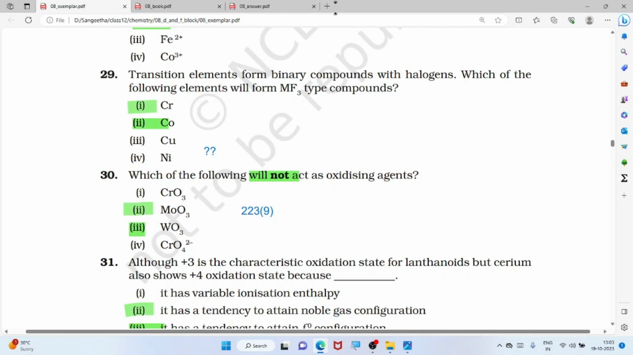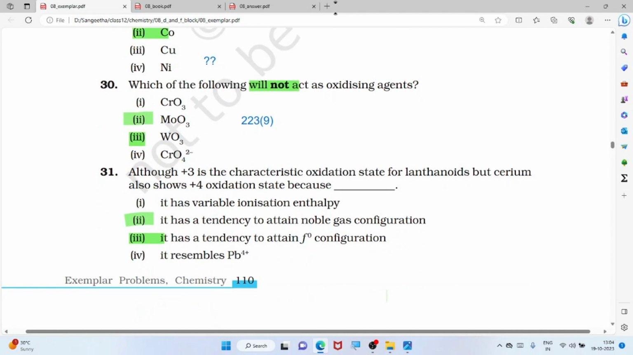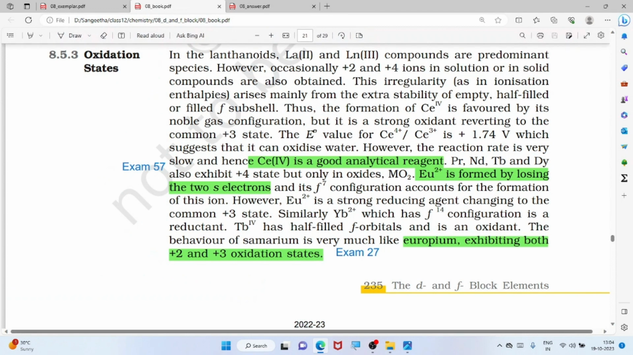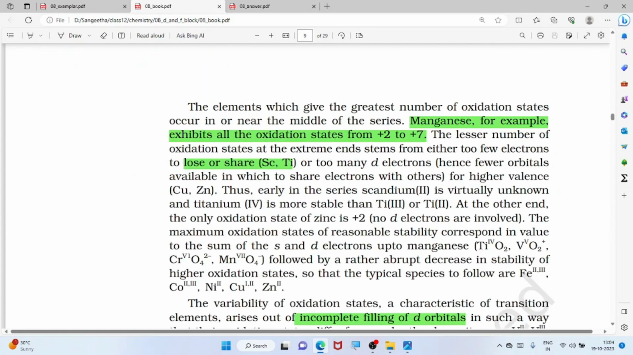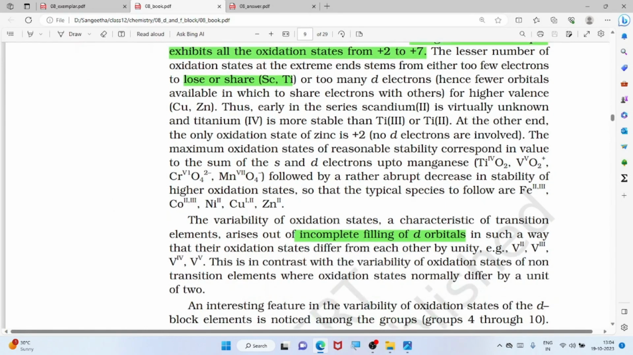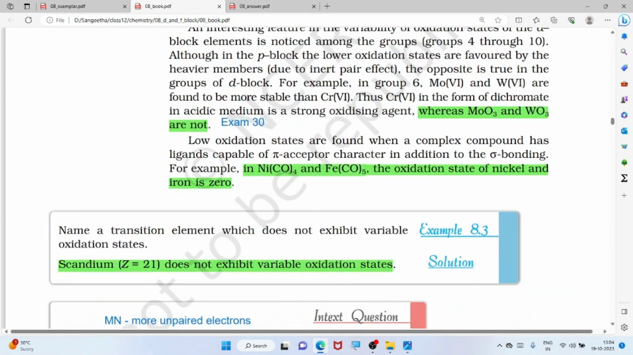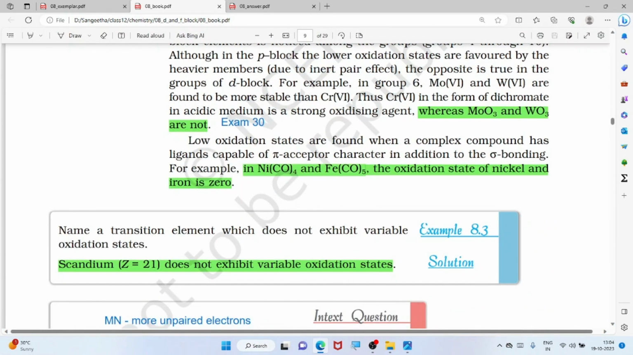Transition elements form binary compounds with halogens. Which of the following compounds will form these MF type compounds? These two. Which of the following will not act as oxidizing agent? Okay, these two are not oxidizing agents.